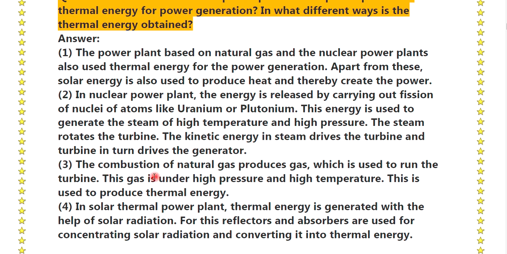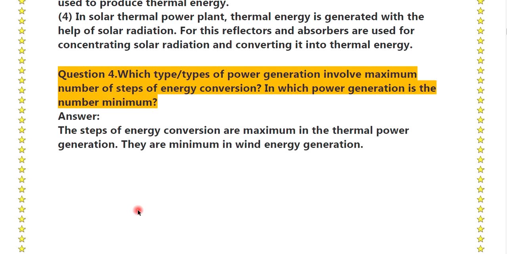Third point, the combustion of the natural gas produces gas which is used to run the turbine. This gas is under high pressure and high temperature. This is used to produce thermal energy. Fourth point, in solar thermal power plants, thermal energy is generated with the help of solar radiation. For this, reflectors and absorbers are used for concentrating solar radiation and converting it into thermal energy.